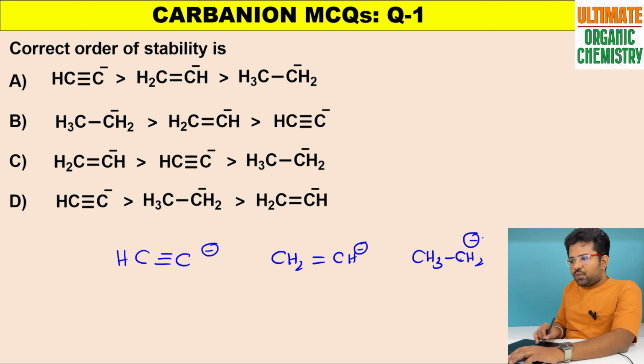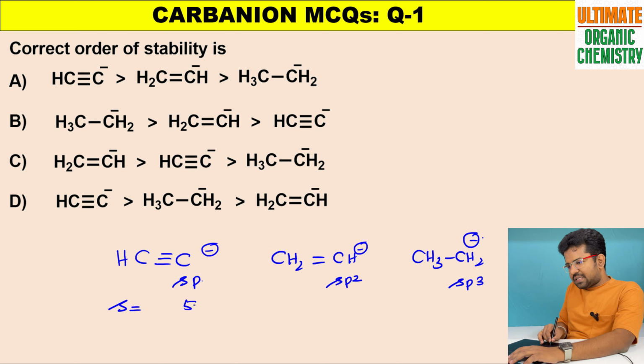Right. Among these, you need to identify the hybridization of the carbon atoms. So this is having sp hybridization, this is sp2 hybridization, and this one is sp3 hybridization. And you need to find the s character of all the 3 hybridizations. So in this case, 50% s character, and this one has 33.33% s character, and this one has 25% s character. So you need to know the rule.